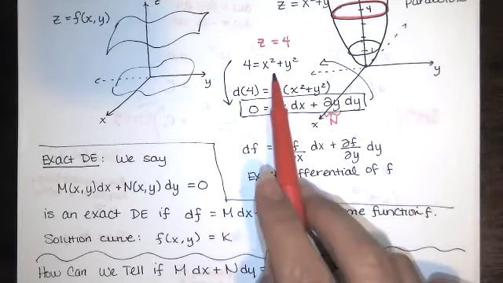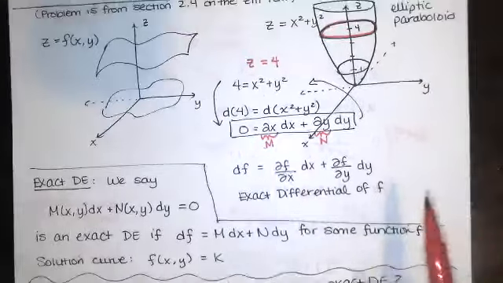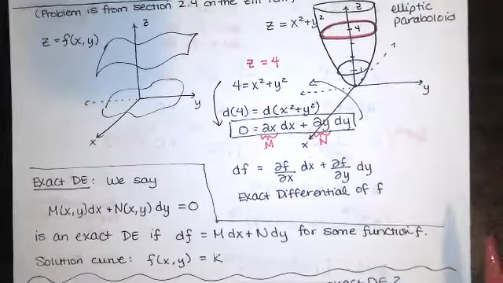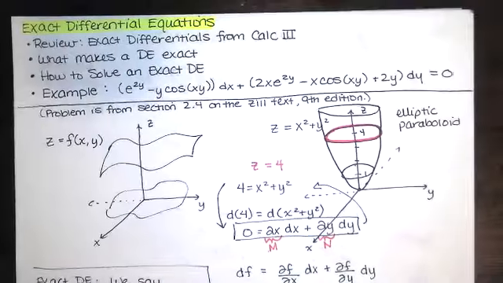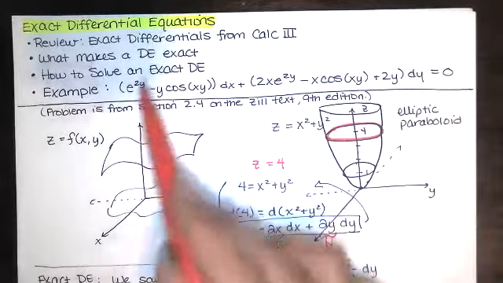In order to find the original function, we'll have to do some antiderivatives. But that's a really simple one. Most of the time, when we're working with an exact differential equation, it looks more like this. So we're going to solve this one instead.